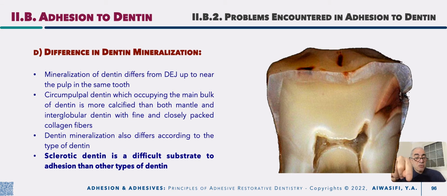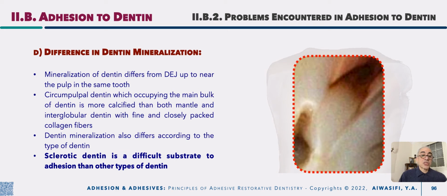Circumbulbar dentin, which occupies the main bulk of dentin, is more calcified, more mineralized than mantle dentin and interglobular dentin. But also, due to irritation to the bulb, in certain cases, sclerotic atubular dentin is formed, which is much more calcified and needs special management. It is called marble dentin. It's a marble-like structure which is difficult to condition with acid. All of these are in the same tooth.